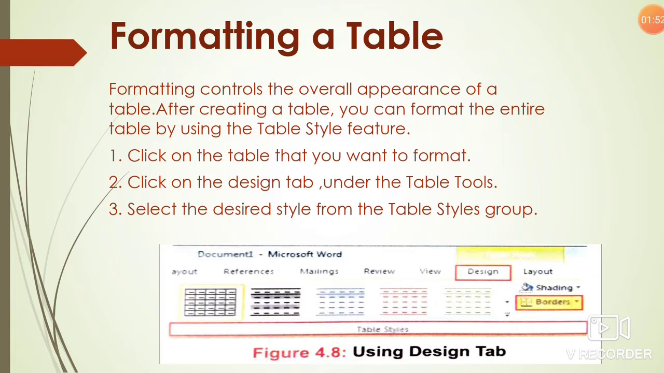click on the design tab, and the design tab is present under the table tools. Then you can see so many designs under the table style group. Select the design according to your choice and click on it, then that formatting is applied on your table. Simple. First select the table, then click on the design tab under the table tools, then in the table style group select the design according to your requirement, and that formatting is applied on your table. I hope all of you understood.